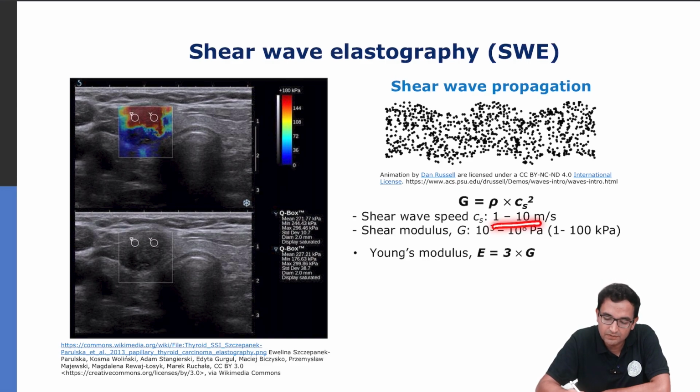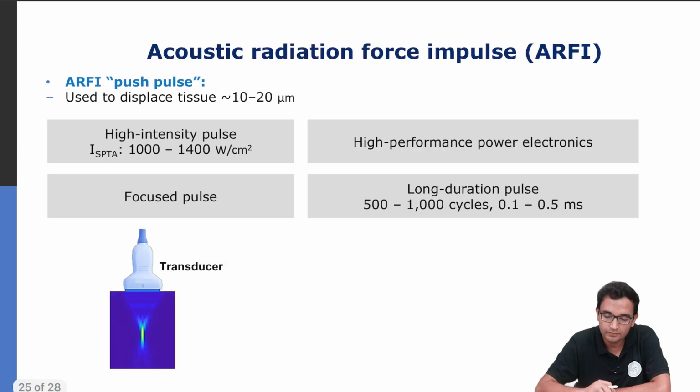And the shear wave speed in the body varies from 1 to 10 meters per second. Now, under certain assumptions which I defined earlier, you are able to get the Young's modulus also from the shear modulus, and typically many scanners just show you the shear wave speed, which is a parameter which is related to the elastic properties of the tissue.